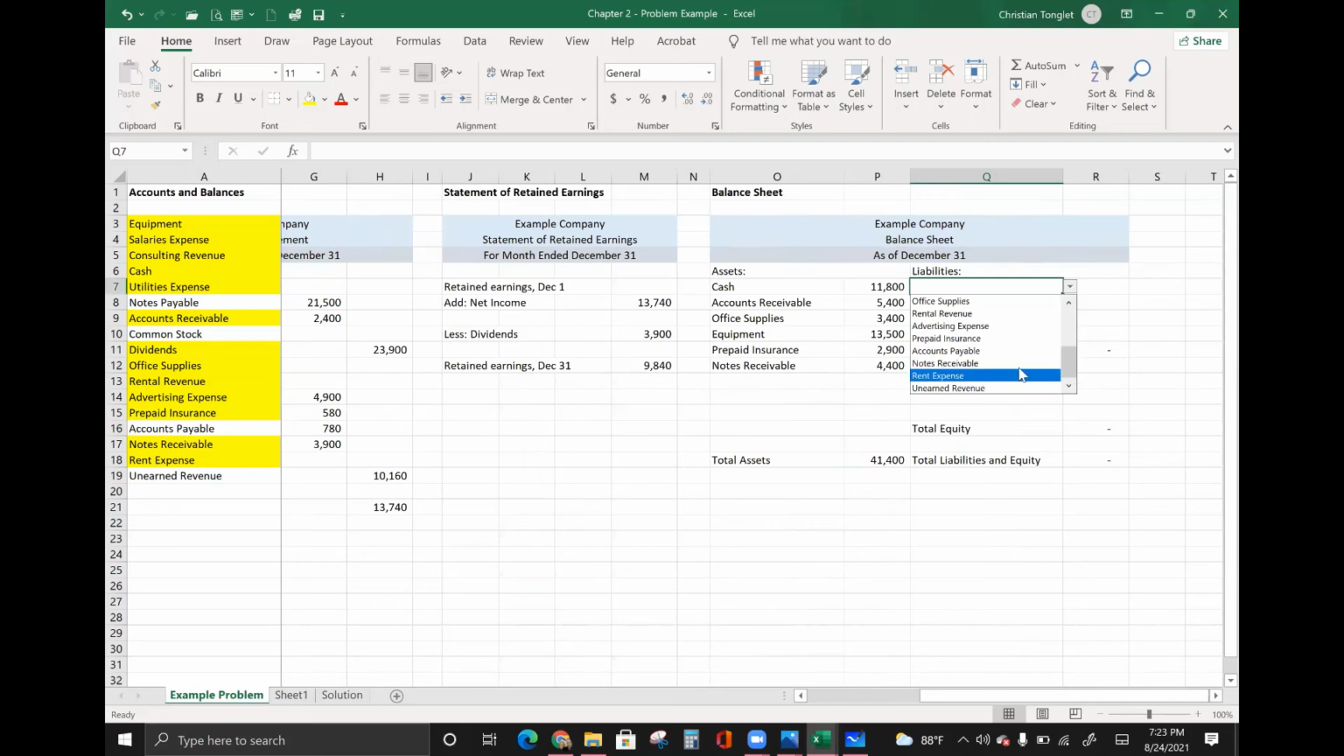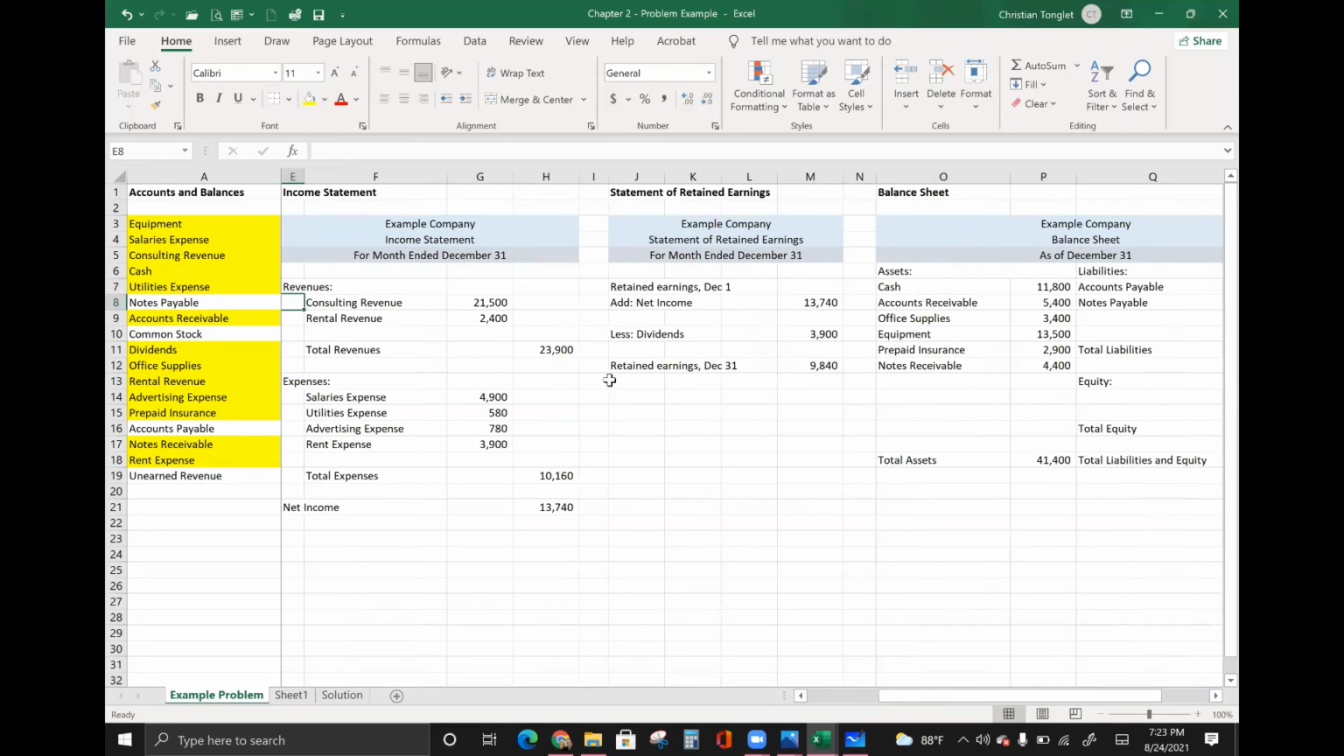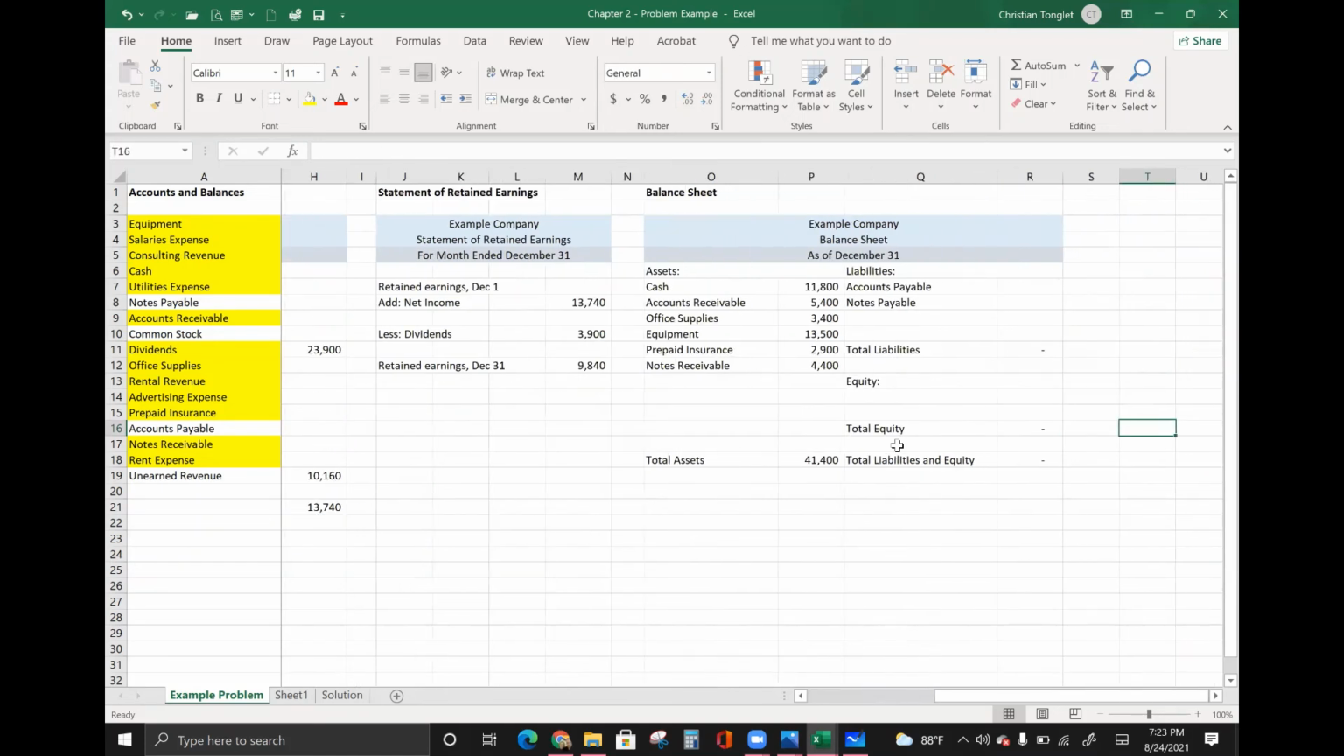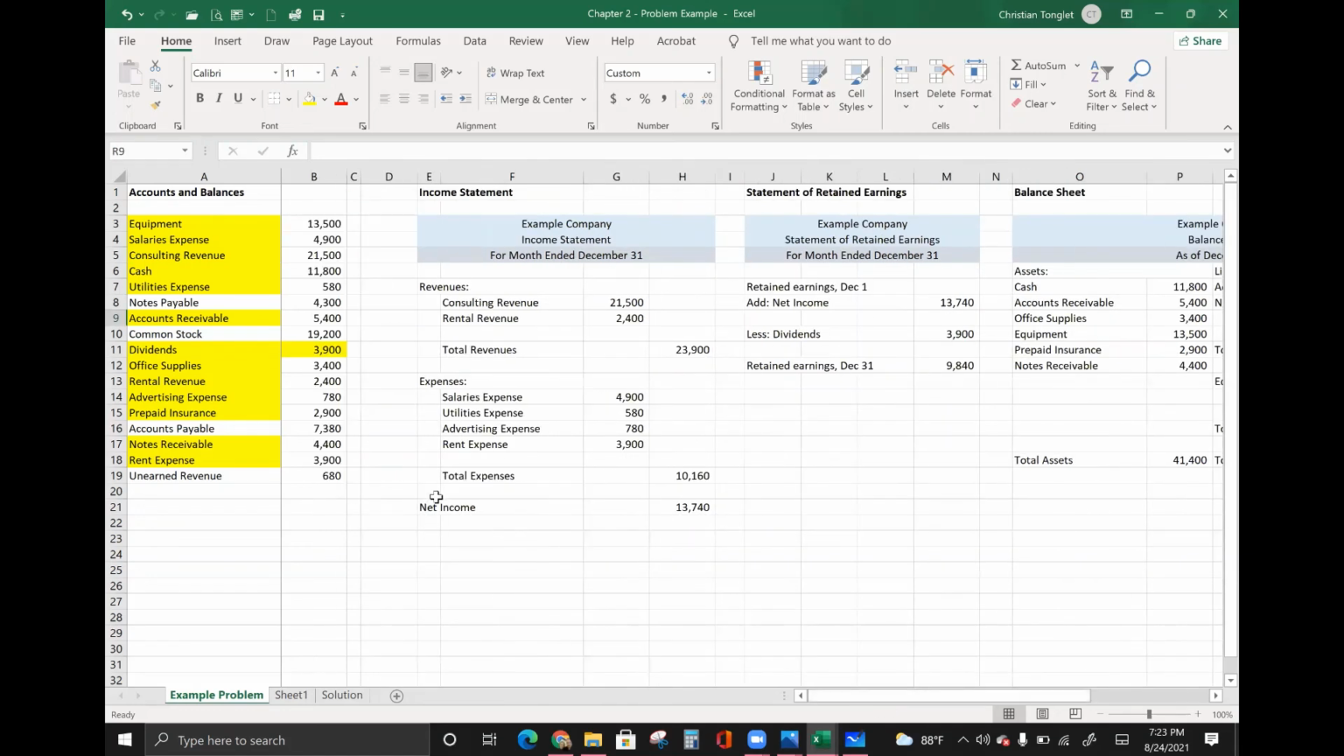Where is it at? Here it is. And do notes payable. So we have 4,300 for that and 7,380. What was it? 4,800? 4,300. Okay. $73. Did I put 7,380?